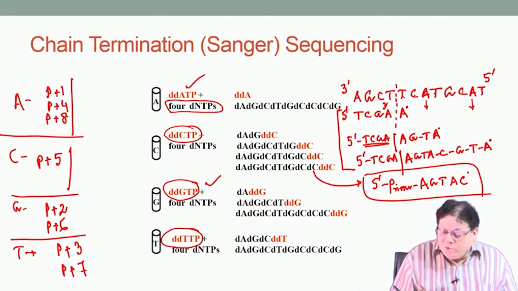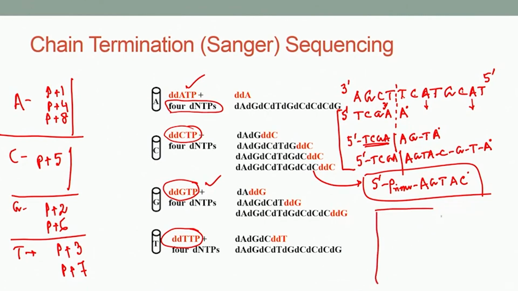So, now what do we do? We do a gel electrophoresis. We take a gel and run 4 lanes. One is A, another is C, another is G, and the third is T.